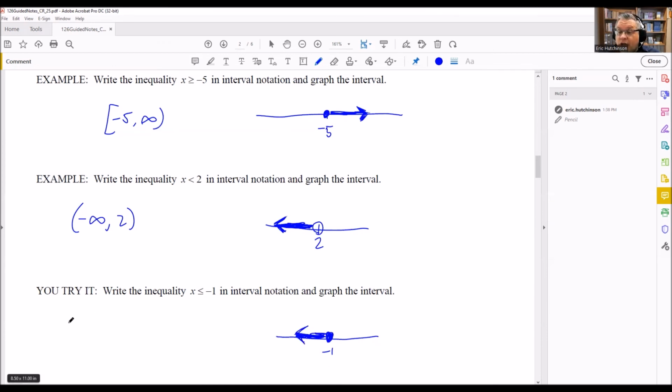When we write our interval, again, we need to put the -infinity first. That's going to have a parenthesis. That's going to go up to -1, but -1 is going to have a bracket because you have the equal symbol there.